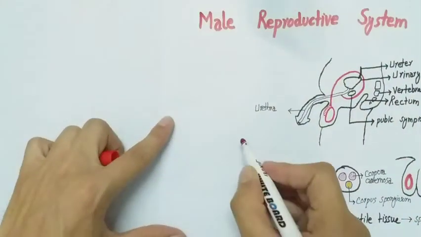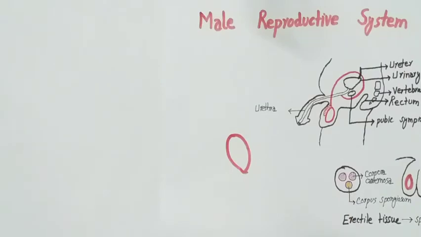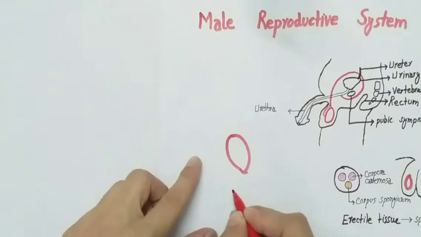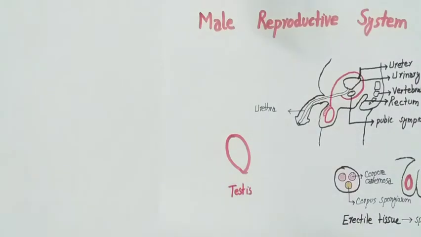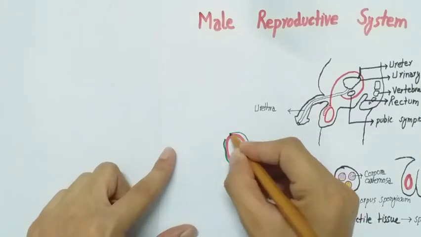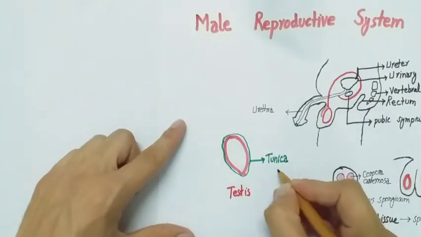Today in this very lecture I am going to explain the internal structures of the male reproductive system. So let me start from the testes. Males have two testes. These are present inside the scrotum. And the testis is surrounded by a protective covering. This is made of dense connective tissue. This layer is called the tunica albuginea.